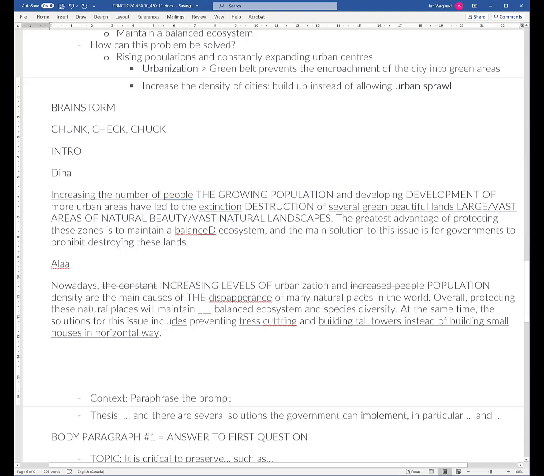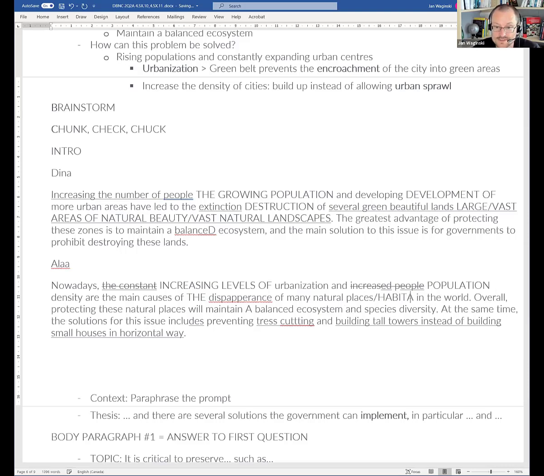The overall protection of these natural places will maintain a balanced ecosystem and species diversity. We can also paraphrase places of natural beauty as natural habitats. That would work too. Okay. The disappearance of many natural habitats.